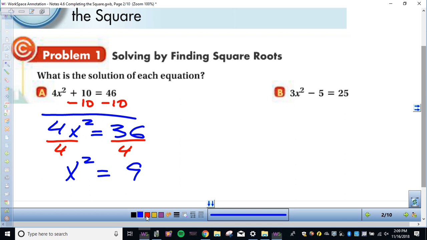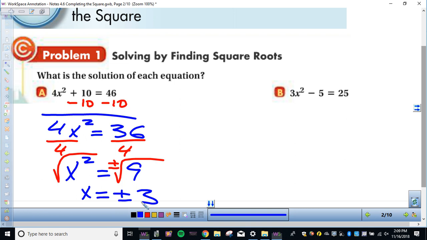To undo a square, right, I square root. When you square root, do not forget the plus or minus. That's that annoying half point off if you forget the plus or minus. Should be working on your quiz, right? So I end up with x equals plus or minus 3. Done.